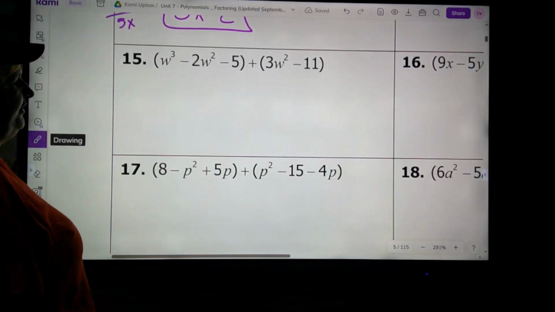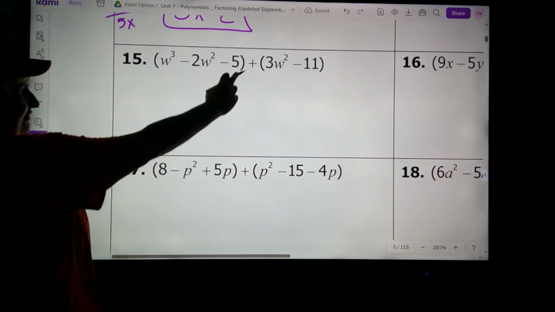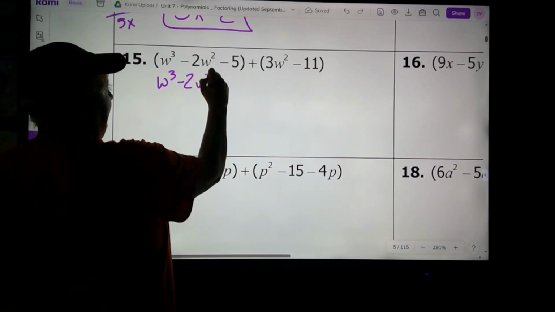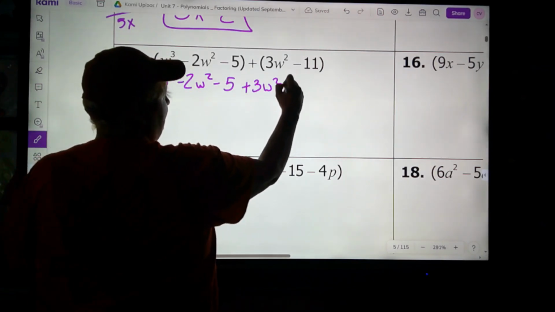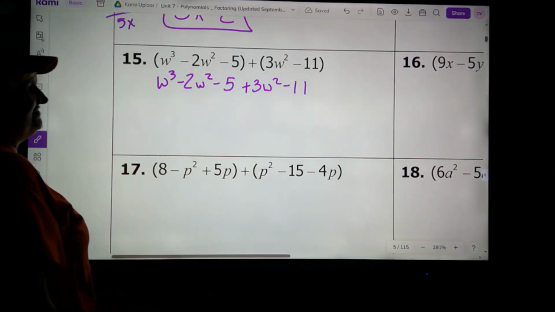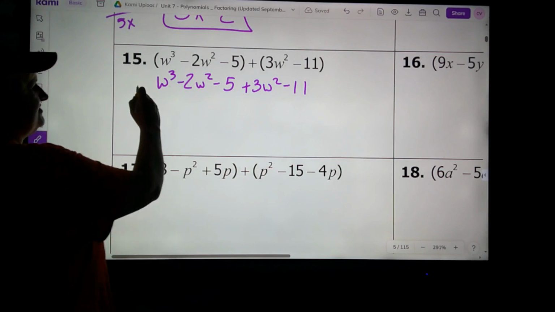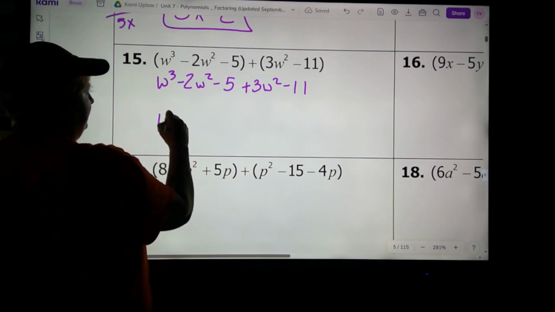All W's, we don't have to worry about alphabetical. It's a plus, so all we have to do is drop it down. Make sure you copy it exactly. If you do not, you will make a mistake. Watch your signs. Combine your like terms. The highest is cubed, right? So we're going to go W cubed.